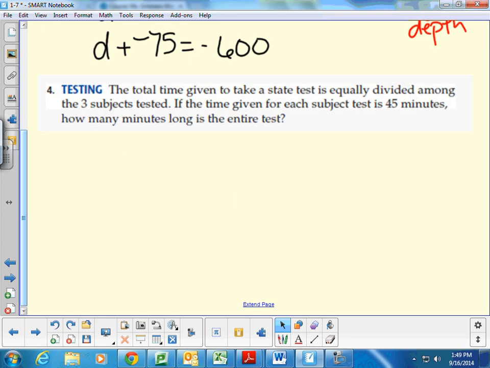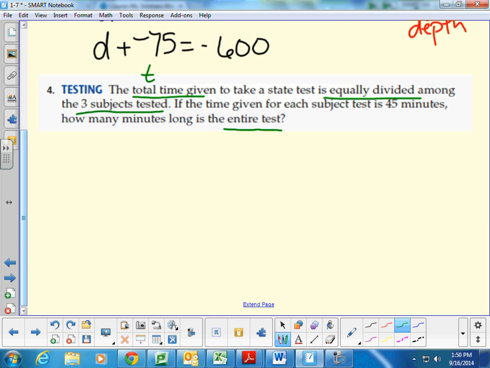Number 4 here, testing. This one can be a little tricky, so you gotta pay attention. The total time given to take a state test is equally divided among the 3 subjects tested. If the time given for each subject test is 45 minutes, how many minutes long is the entire test? What we do know is that the total time given to take the test is equally divided among 3 subjects. And I'm looking for the entire test, which is the same as the total test.